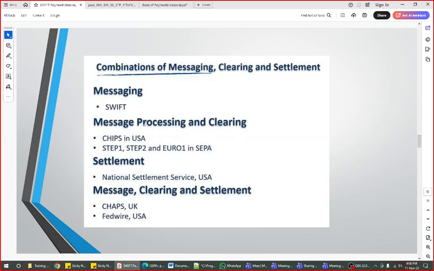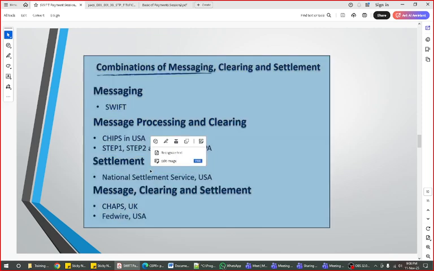Then we discussed message processing and clearing systems: CHIPS in USA, STEP1, STEP2, and EURO1 in SEPA. So these are the three systems. You can say RBI is also there, doing clearing of the processing. Then settlement is done by the USA, and settlement is done by TARGET2 as well in Europe.